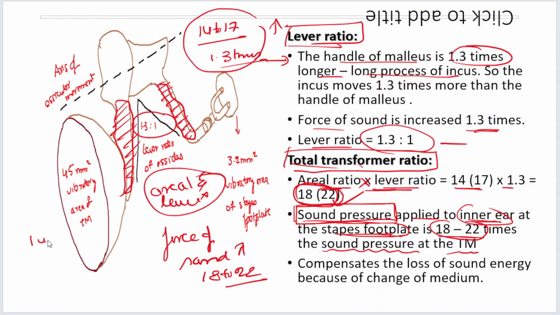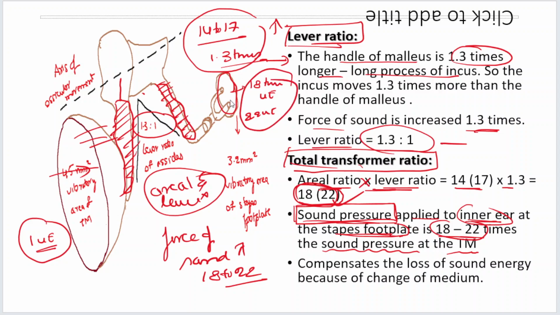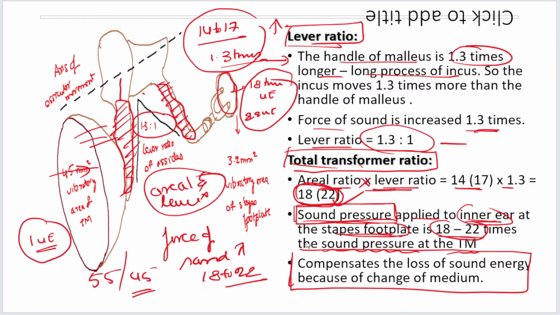Suppose you have 1 unit of energy or force that is applied to the tympanic membrane. Because of this areal ratio and lever ratio, this 1 unit of energy, by the time it reaches the footplate of the stapes, becomes 18 units of energy or 22 units of energy, depending on whether you think 55 or 45 is the vibratory area of the tympanic membrane. This more than compensates the loss of sound energy because of the change of medium.